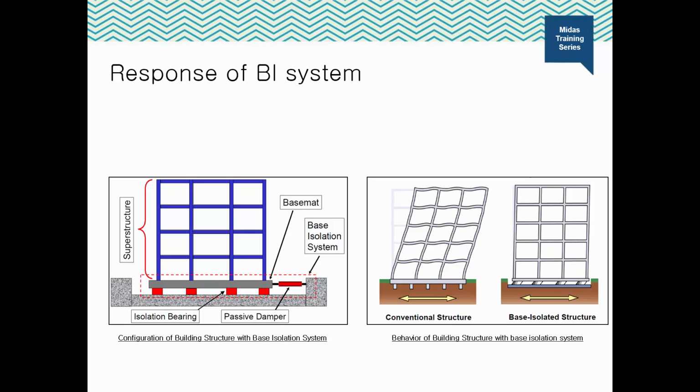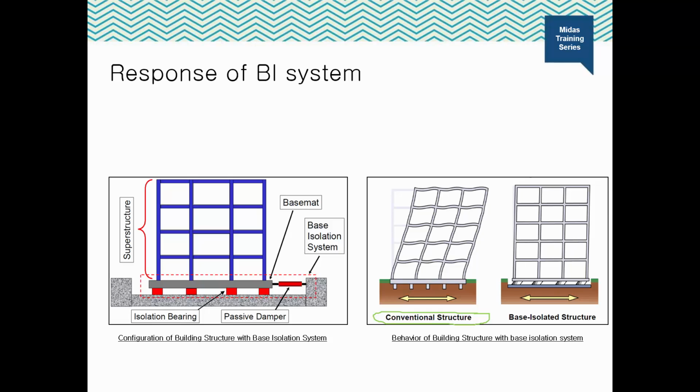From the point of view of structural dynamics, what kind of difference can a base isolator bring in the response of a structure? This second figure will explain the difference in response of a structure with and without base isolation. In the conventional structure, we can see that deformations due to the earthquake are quite high. But on the contrary, in the base isolated structure, we can see that deformations are relatively low.